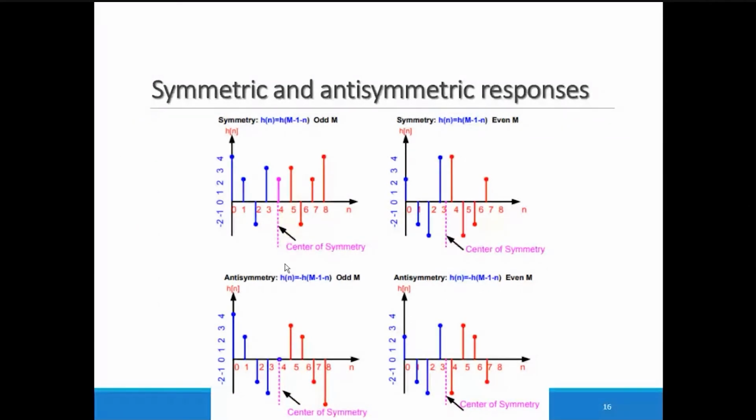But when you are taking an even value of m, at the line of symmetry you are not getting any sample. You just get a division of 4 samples on one side and 4 samples on the other side, with the line of symmetry in between. That is shown over here. Here, for even value of m, it is clearly visible: line of symmetry between 3 and 4. Here also, line of symmetry between these two.